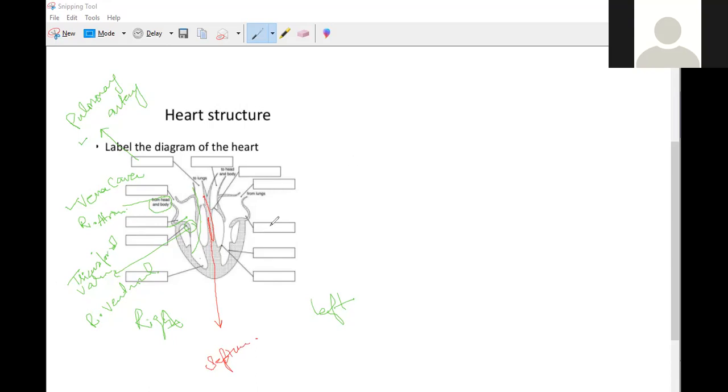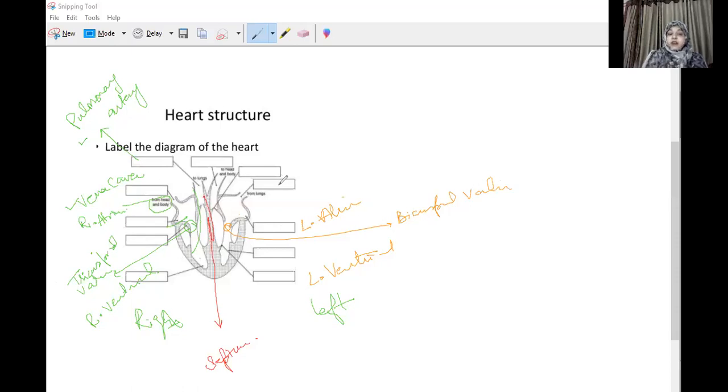Now come to the other side. Better I will use yellow color. Now here, again, the first chamber, the receiving chamber, is on the left side, so this is known as the left atrium. And this lower portion is the left ventricle, right? Between them, a valve is there that is known as the bicuspid valve, right? This blood vessel is supplying blood to the heart, so it is known as the pulmonary vein, right? And this blood vessel is supplying blood to the whole body, so it is the aorta. Aorta is the largest artery. Observe this on the left-hand side also: we have one vein and one artery.